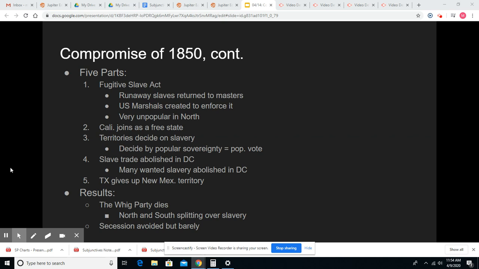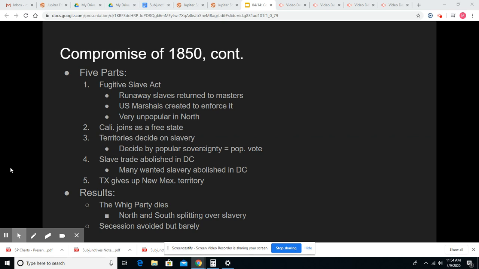So also, as part of the Compromise of 1850, technically secession is avoided, but it is barely avoided. And this is kind of a band-aid over a gaping wound. Like, this issue is not going to go away, but they're still trying to avoid going to full-out civil war. Of course, we know that they're going to end up going to war anyway, but this is yet another attempt to keep that split from happening as the South gets more and more radical and the North goes more and more against slavery.